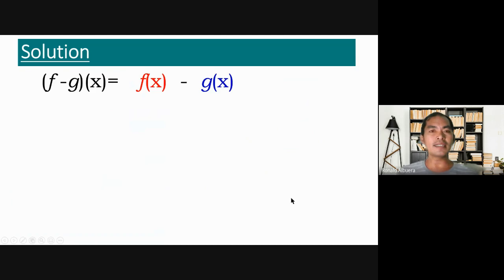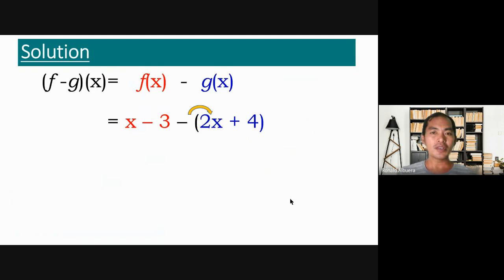Another solution, we have f minus g of x equals f of x minus g of x. We have x minus 3 as our f of x and g of x, which is 2x plus 4.